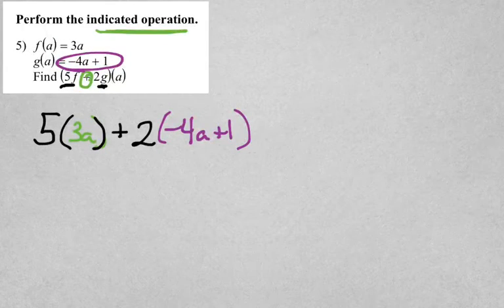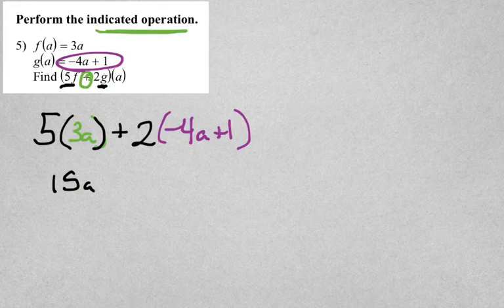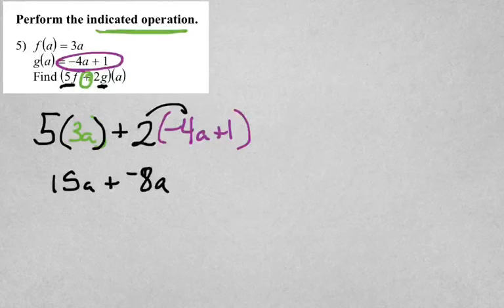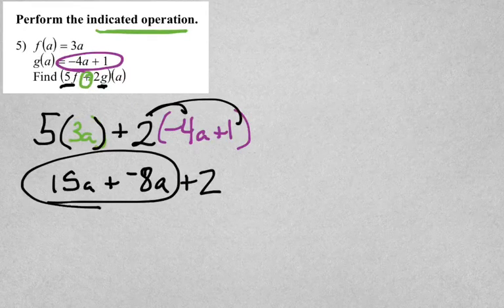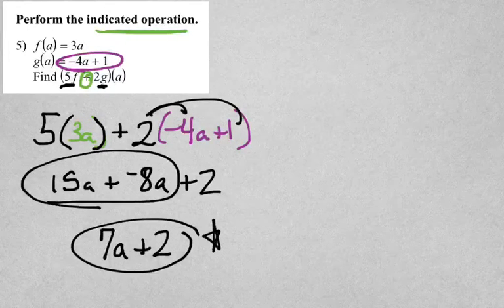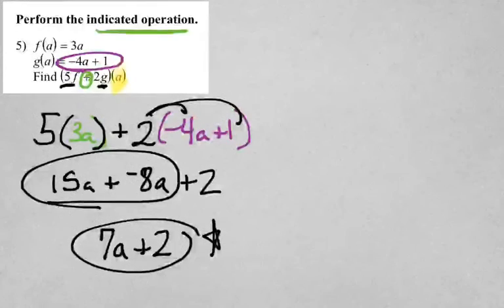And so 5 times 3a is 15a. 2 times negative 4a is a negative 8a. 2 times 1 is a positive 2. Combine like terms gives me 7a plus 2. This is the answer. This a at the end throws off some people. All that's saying is this is the variable that we are putting it in terms of. If that happened to be an x, then I would put x's for my variable. So again, that n is just telling me what variable I'm going to use.